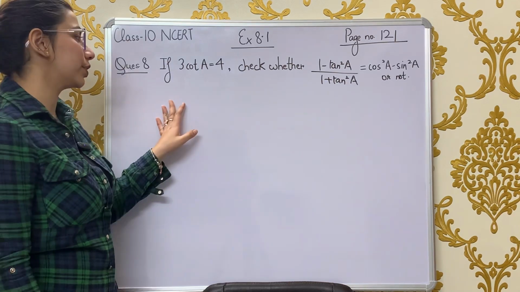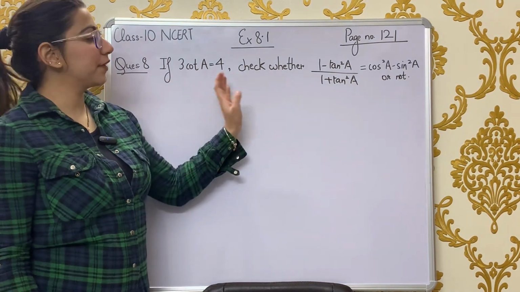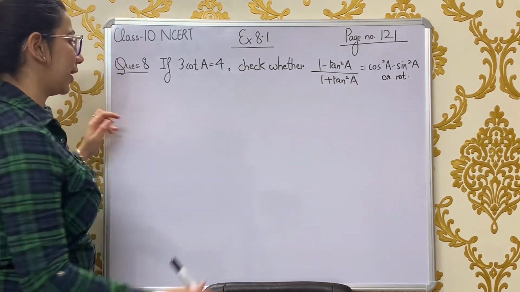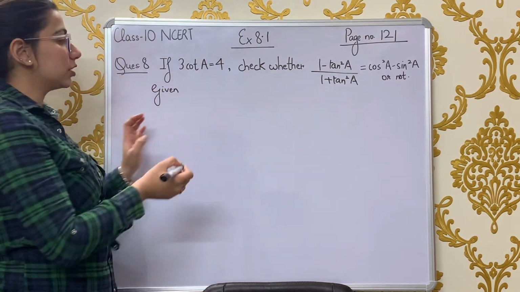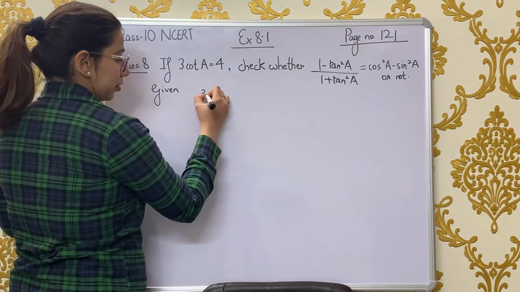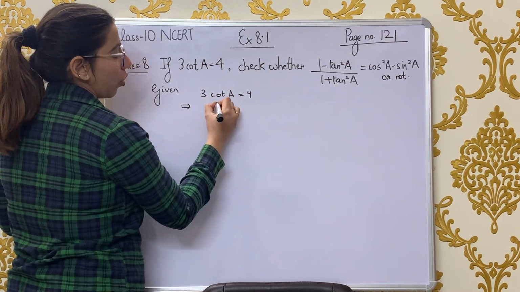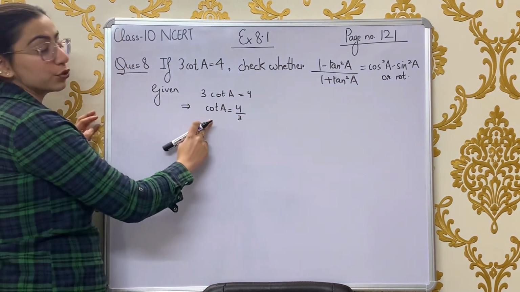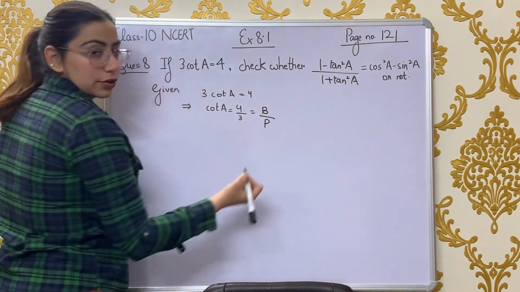Let's move to question 8 now. We are given that 3 cot A is equal to 4 and we have to check whether LHS is equal to RHS or not. Right? So firstly, let's write what we are given. We are given that 3 cot A is equal to 4. So that implies that cot A is equal to 4 by 3. We also know that cot A is base by perpendicular, right?